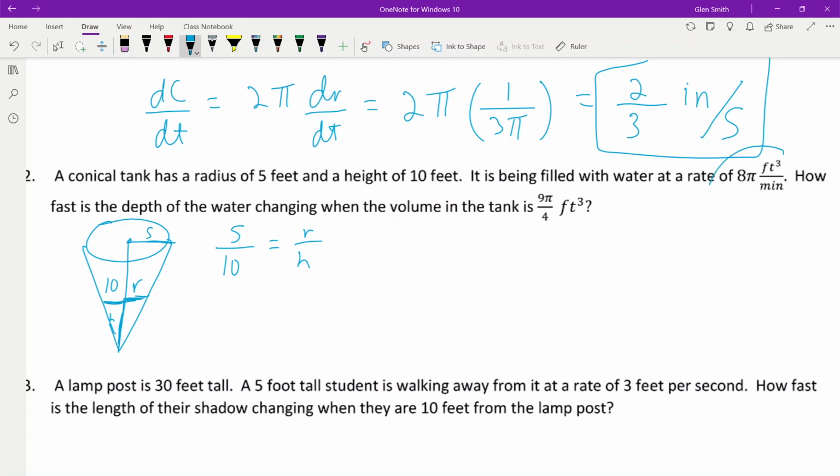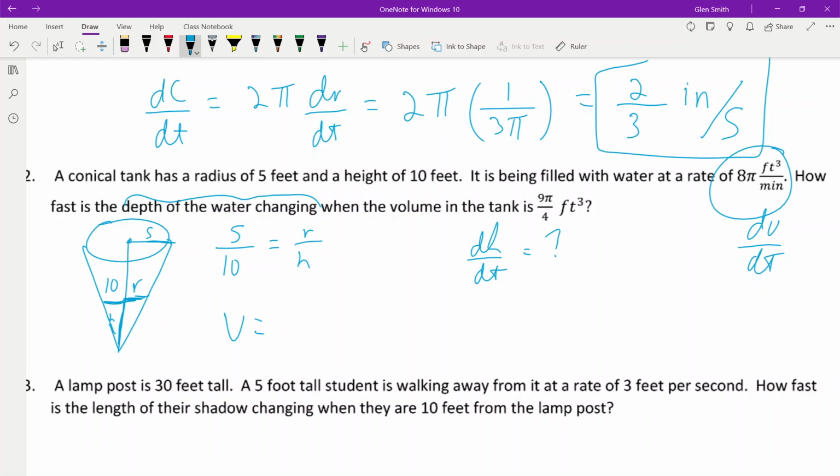They're telling me it's being filled at this rate. That's dV/dt. We want to know how fast the depth is changing. That's dr/dt. Okay, so I'm asking for what is dr/dt. And since I know dV/dt, we're going to set up a volume equation. No, that's height. Guys, help me out here. We want dH/dt. There we go.